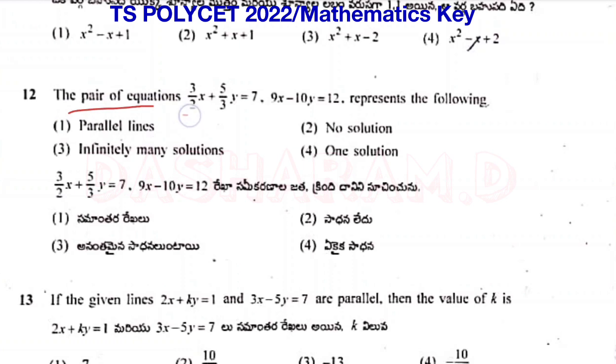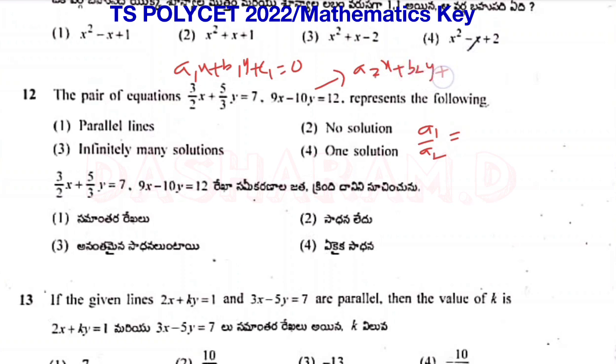The pair of equations 3 by 2 x plus 5 by 3 y equals 7, and 9x minus 10y equals 12, represent the following. Representing the following means first we have to find the ratios a1 by a2. Compare the first with a1x plus b1y plus c1 equals 0, and the second with a2x plus b2y plus c2 equals 0. Here a1 value is 3 by 2, a2 value is 9. So 3 by 2 into 1 by 9. 3 ones are 3, 3 threes are 9. So 1 by 3 twos are 6.